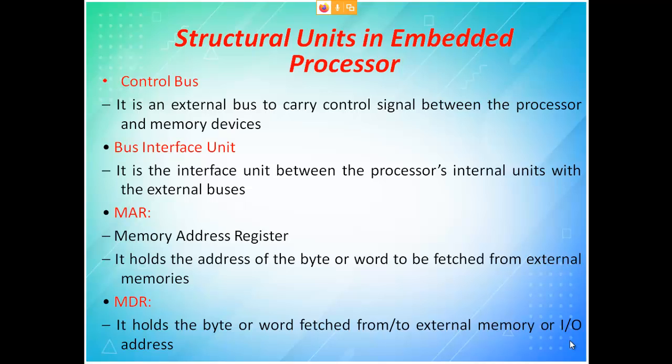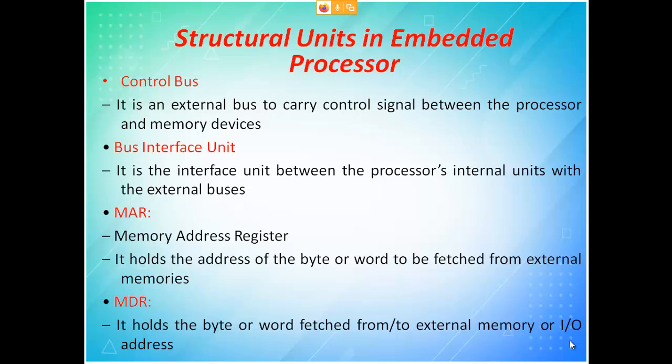Then the bus interface unit: it is an interface between the processor's internal units and the external bus. It is like a junction. Usually it is made of metal with gold tips, because gold has the least resistance, so power loss will be less. Then comes MAR, the memory address register.